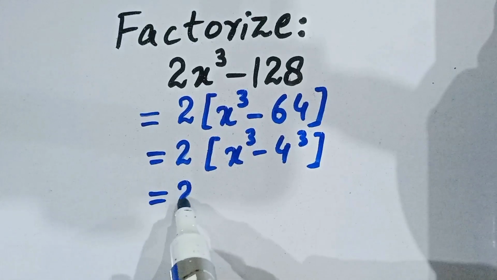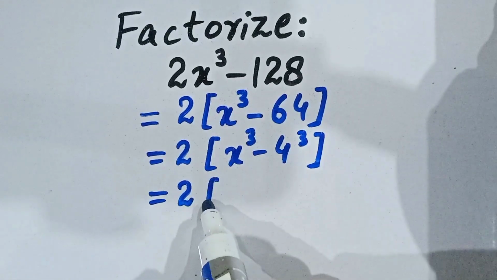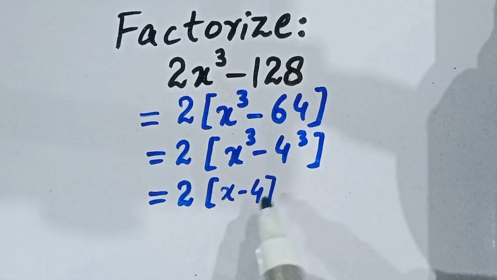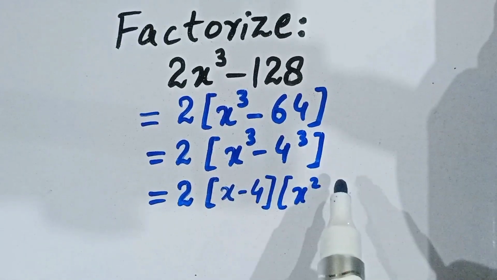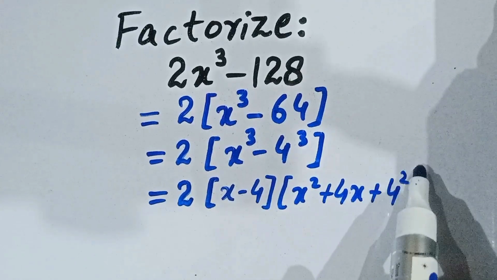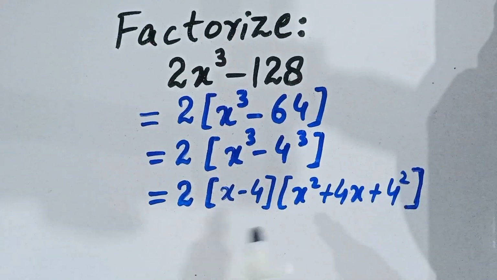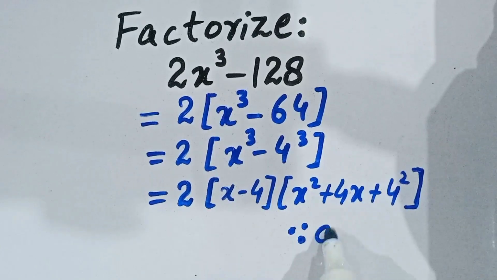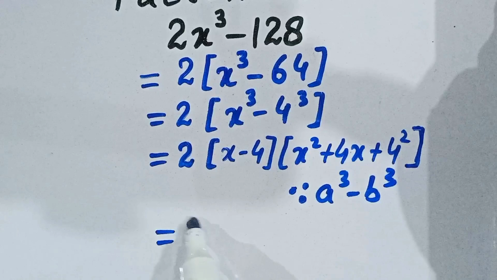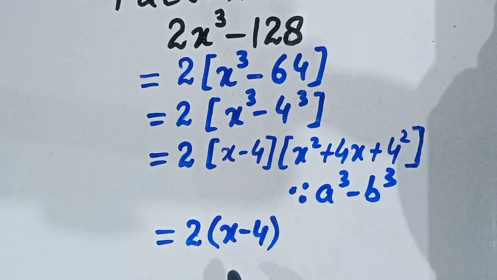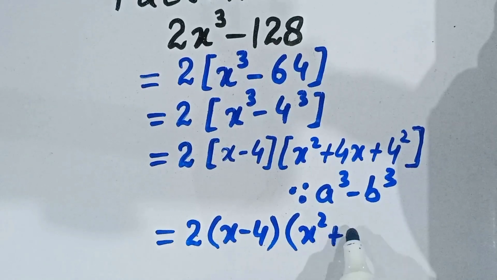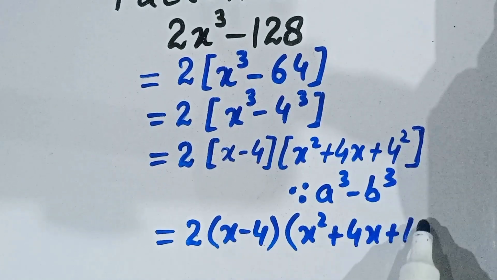This equals 2 into (x minus 4) into (x square plus 4x plus 4 square). We have used the algebraic formula a³ minus b³, which equals (a minus b) into (a square plus ab plus b square). So what we will get is 2 into (x minus 4) into (x square plus 4x plus 16).